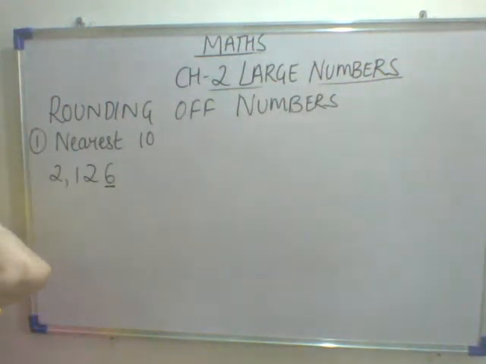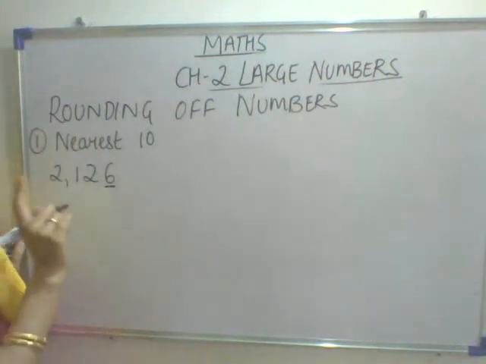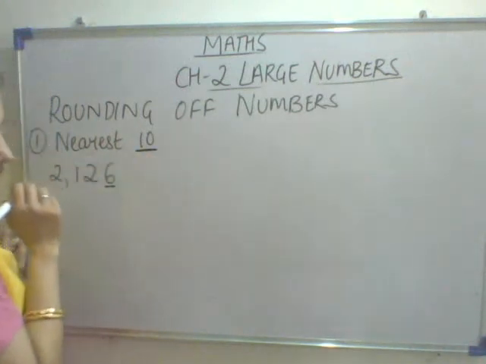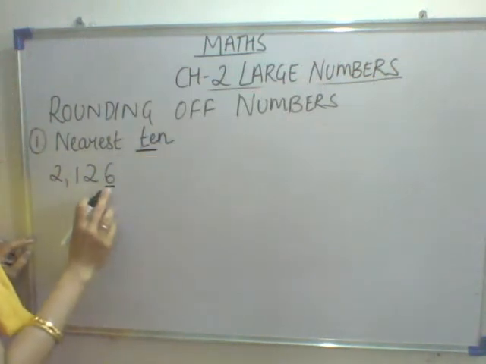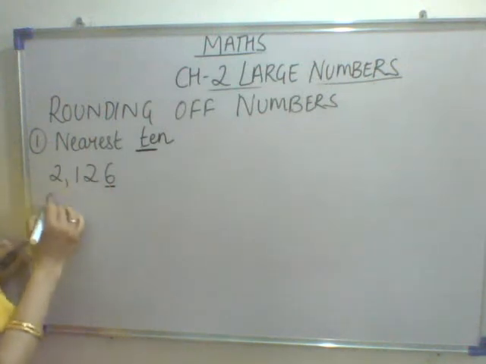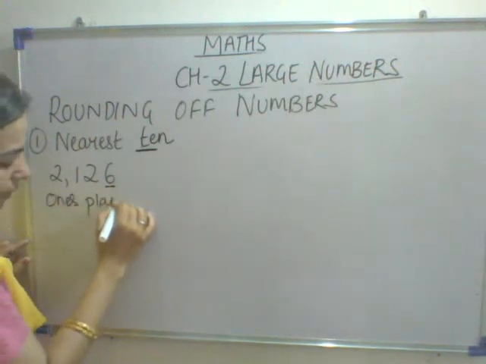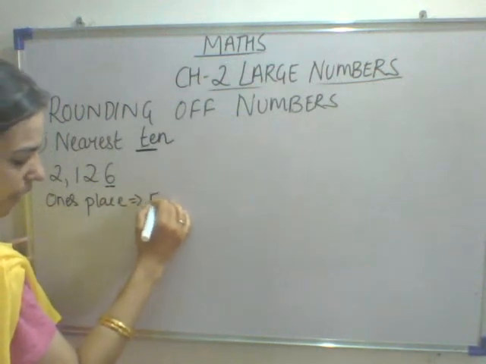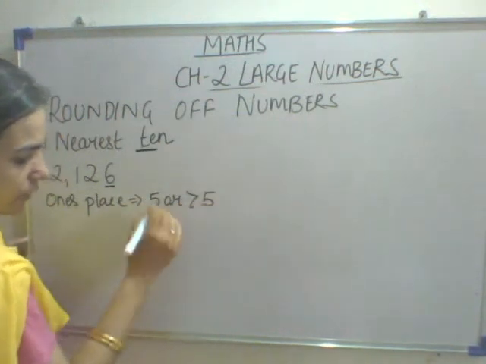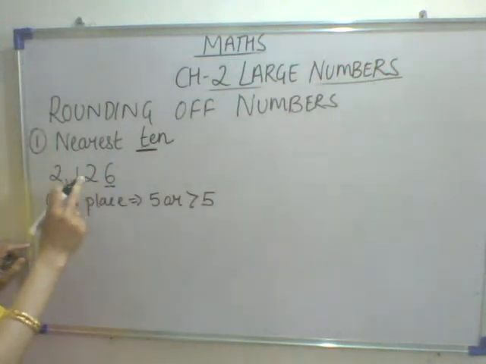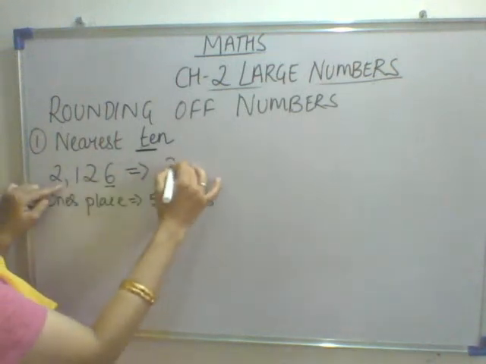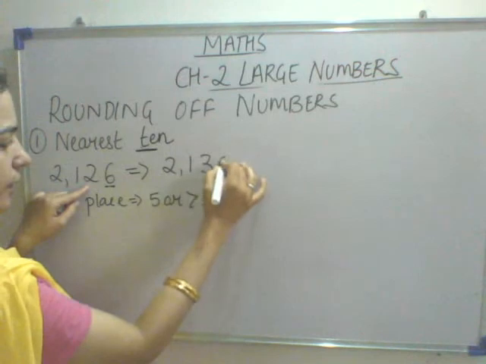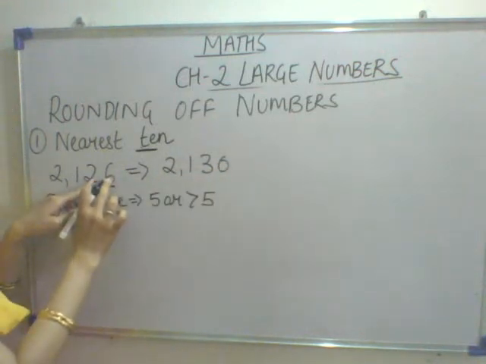Again I am repeating, just listen carefully. If you are rounding the number to the nearest 10, you have to see the digit at the ones place. At the ones place 6 is there. So if at the ones place the digit is 5 or greater than 5, then this will become 0 and at the tens place you will be adding 1. So after rounding off this number, you will be getting 2130 because you will be adding 1 here and this number becomes 0.